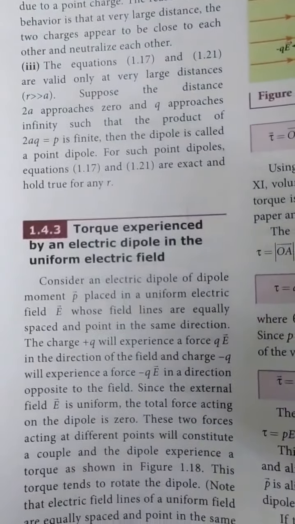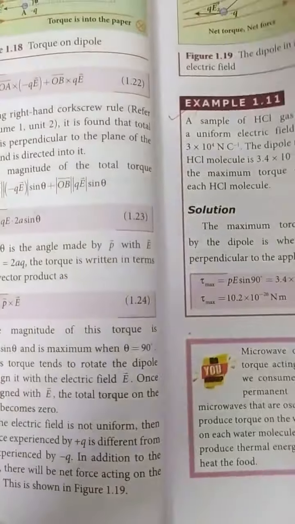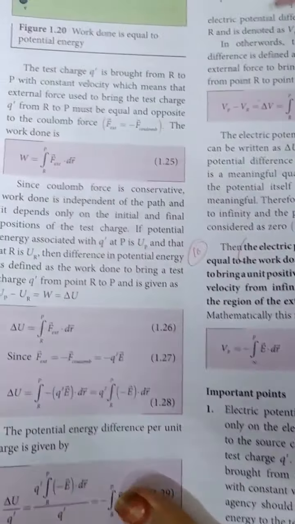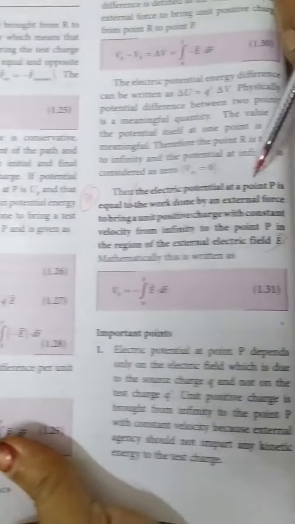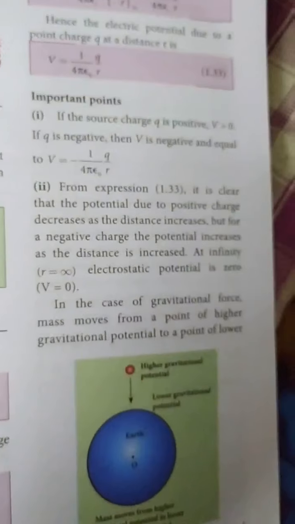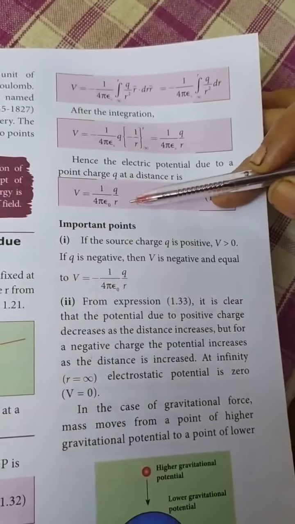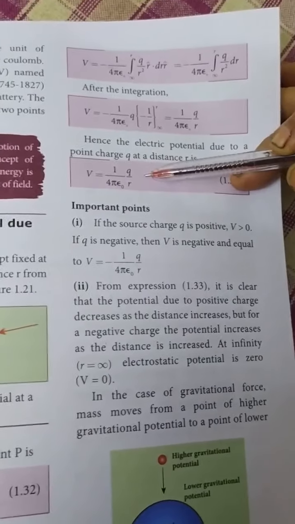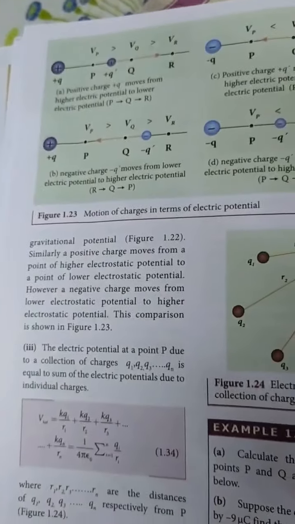And next, torque experienced by a dipole in a uniform electric field. And next you have to study about the electric potential definition, and next electric potential due to a point charge. You write the derivation and equations, and this is the final result: V is equal to 1 by 4 pi epsilon naught into Q by r.